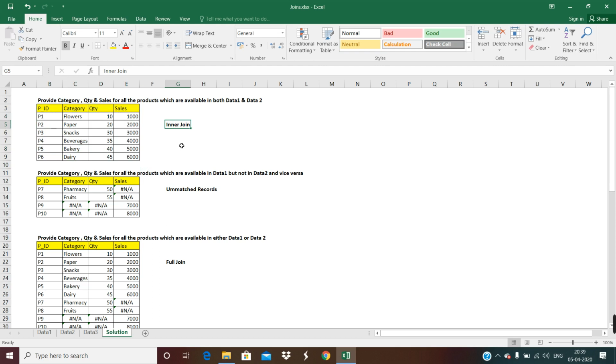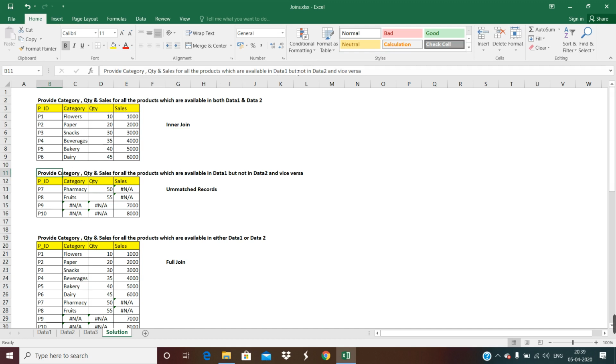Because we are only taking the common elements from both the data sets. So that is where we have answered the first question, and that is the join we have seen, which is inner join.